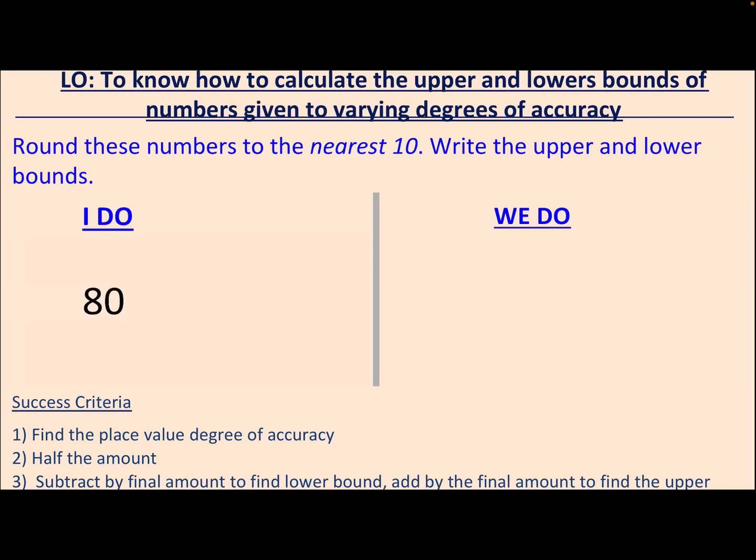And then if you look at step 3, it says subtract the final amount to find the lower bound. So for us to find the lower bound, all we're going to do is do 80 minus 5, and that gives us 75. So the lower bound is going to be 75, and our upper bound is going to be 85. Okay, so here's the redo, exact same steps.